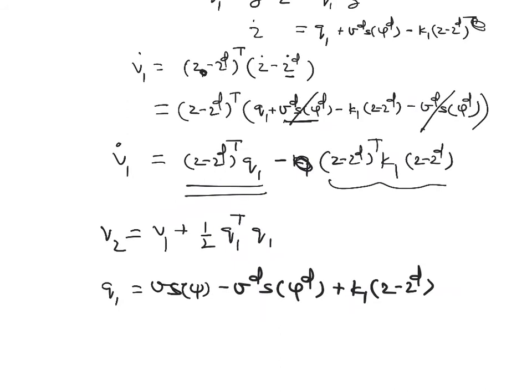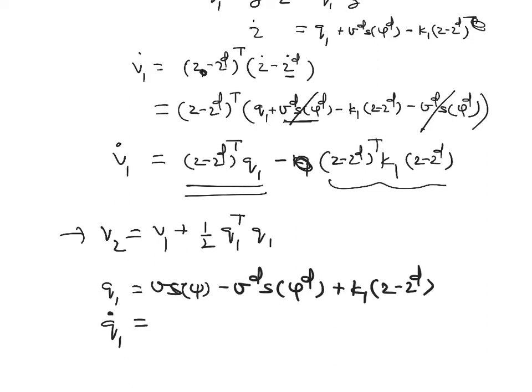What will be q1 dot? Because v2 dot will need q1 dot from here. Let's start taking the differentiation. Is anything cancelling? No, right? Nothing is cancelling.